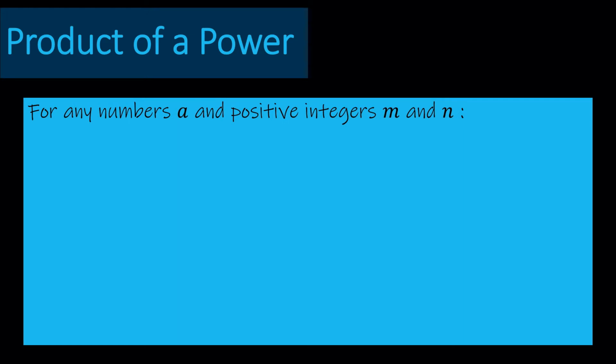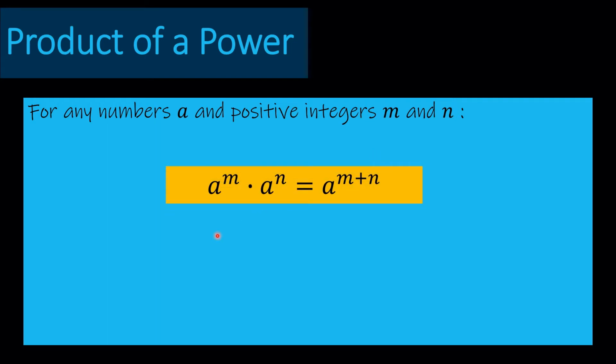First, we have product of a power. It says that for any number a and positive integers m and n. So in this case, a is our base, our integers are m and n, and it's specified positive, but this product of a power generally will apply to all kinds of exponents, positive or negative. So it says that if we have a to the power of m times a to the power of n, that is just equal to a raised to the power of m plus n. Observe that our operation is multiplication.